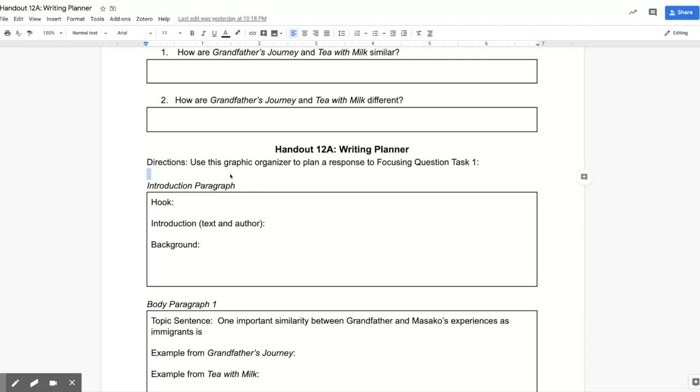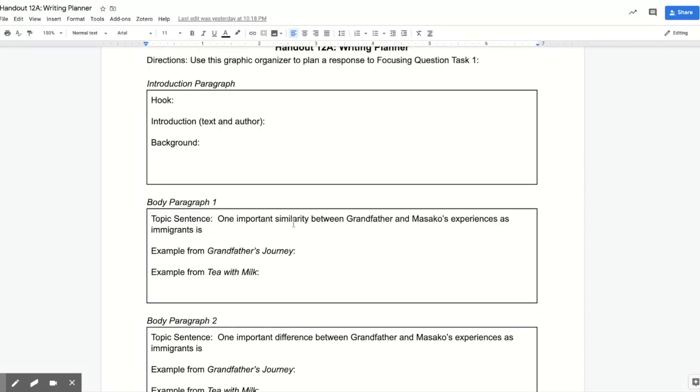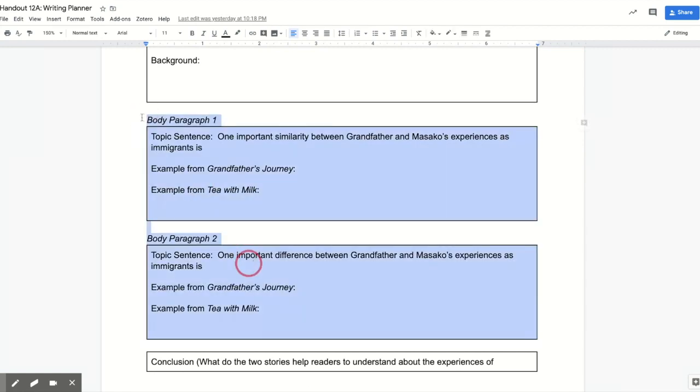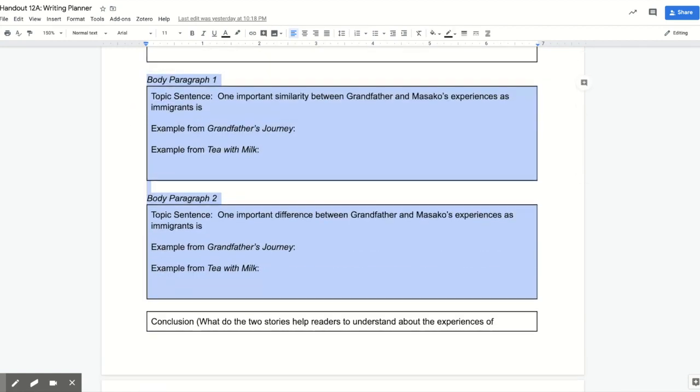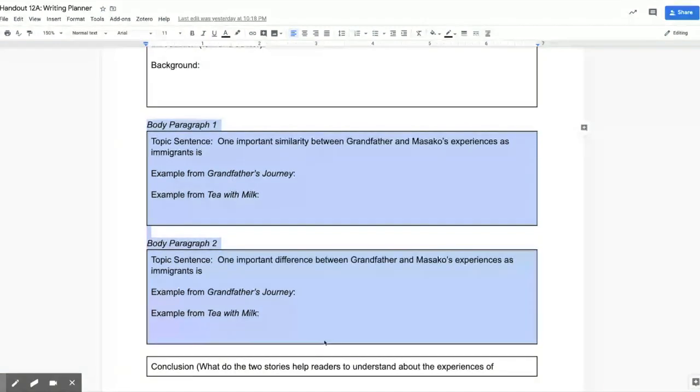Okay, but tonight, as in Tuesday, April 14th, what I want you to do is I want you to just worry about the 2 body paragraphs, okay? Don't worry about the intro, don't worry about the conclusion. I will give you more directions on that next week. But all I want you to turn in right now is body paragraph 1 and 2.